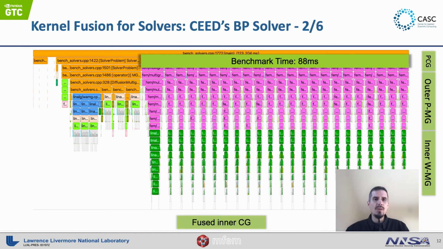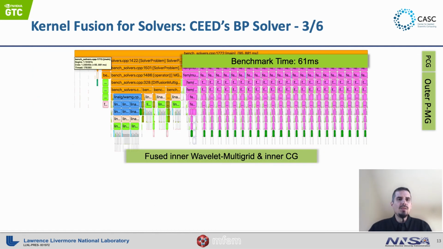The first step was to fuse the innermost CG. We could have expected a better reduction in time, and it is exactly what had been done for the first BP1 benchmark, fusing a whole CG. In fact, it really depends on the weight of each kernel compared to its launch time overhead. This brings, however, the benchmark time down to 88 milliseconds.